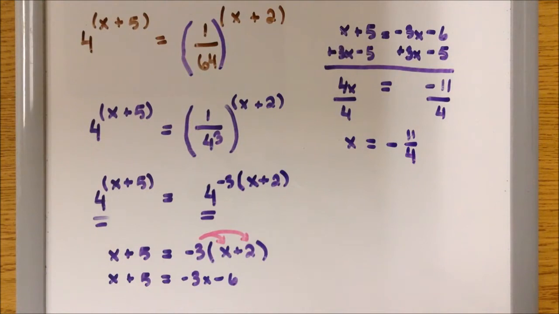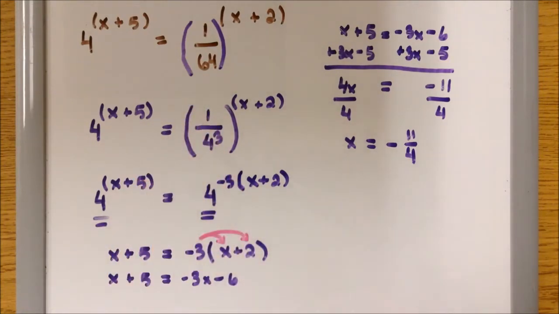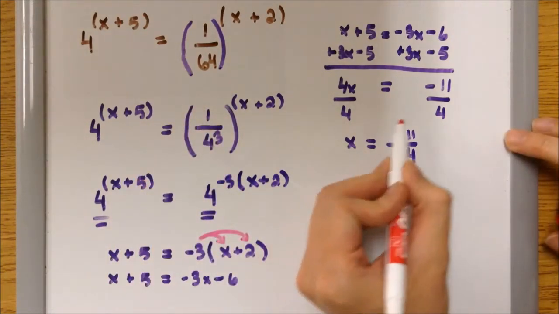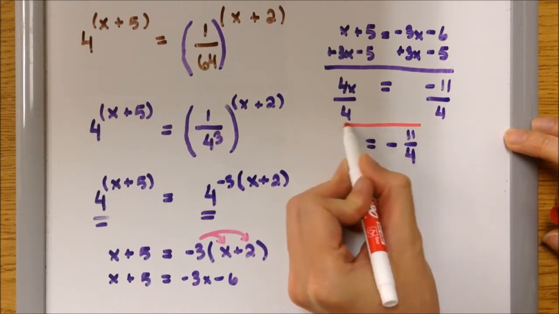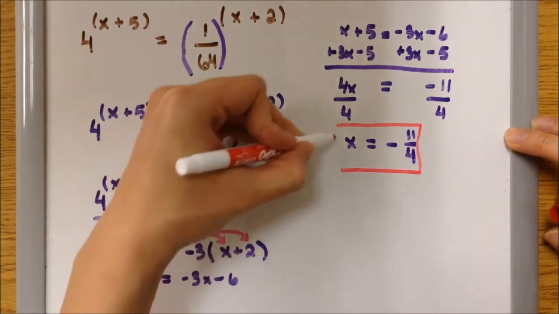So that's our answer when we're working with an exponential equation that has a fraction. So x equal negative 11 over 4.